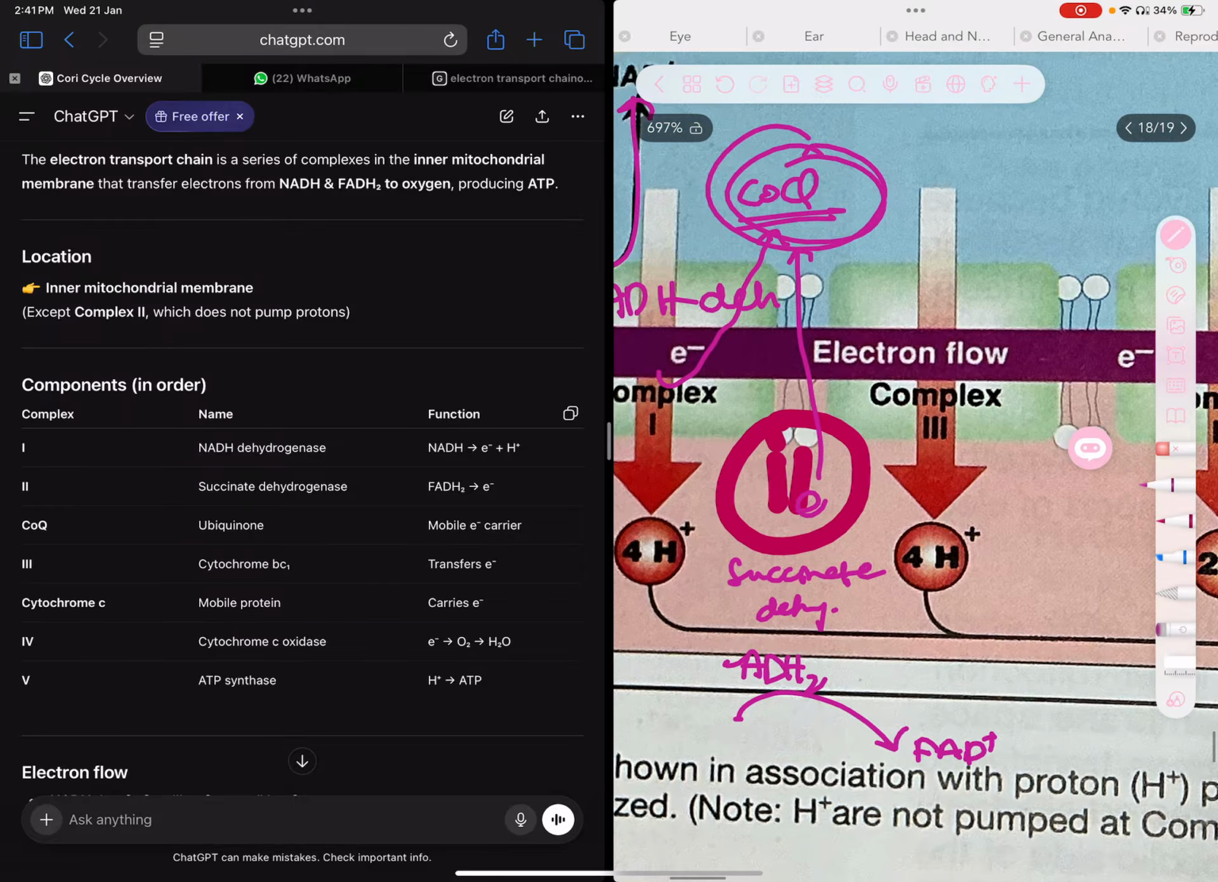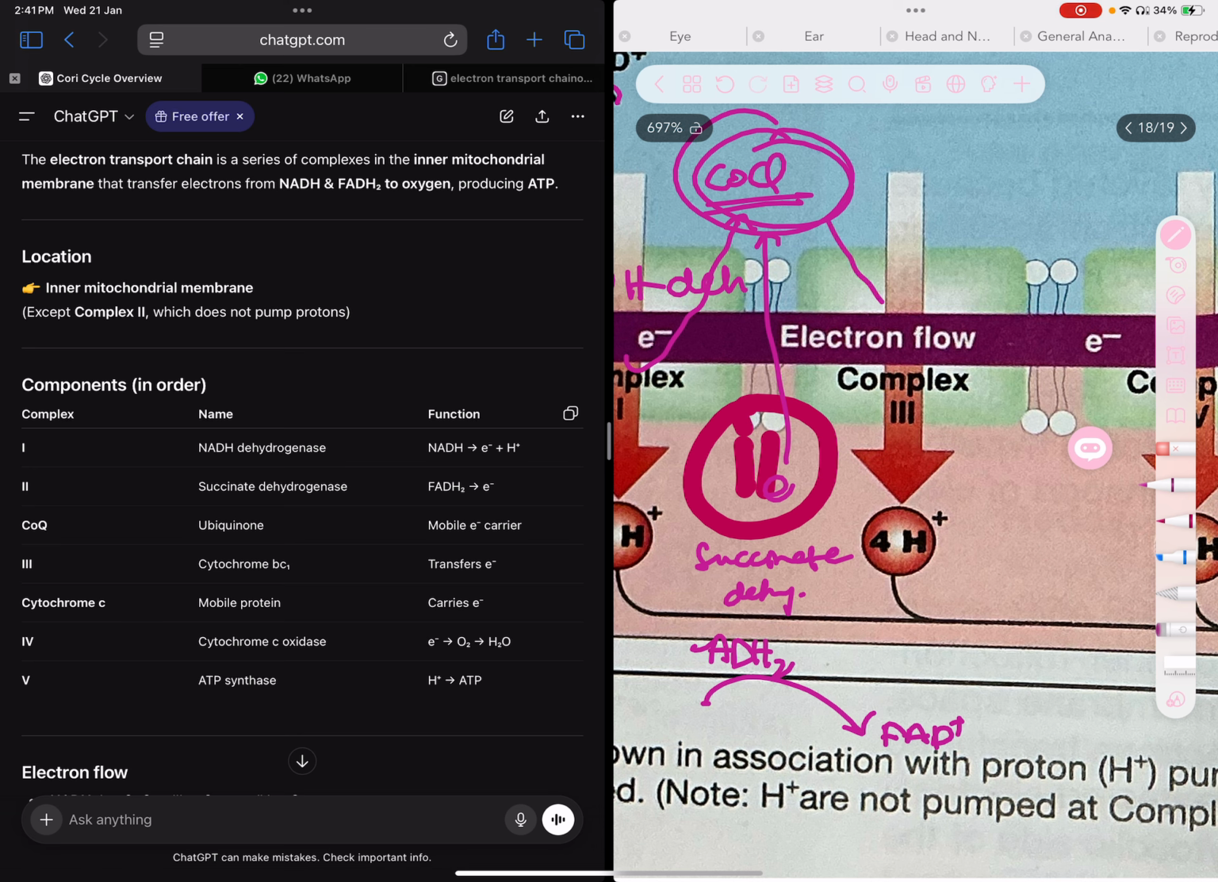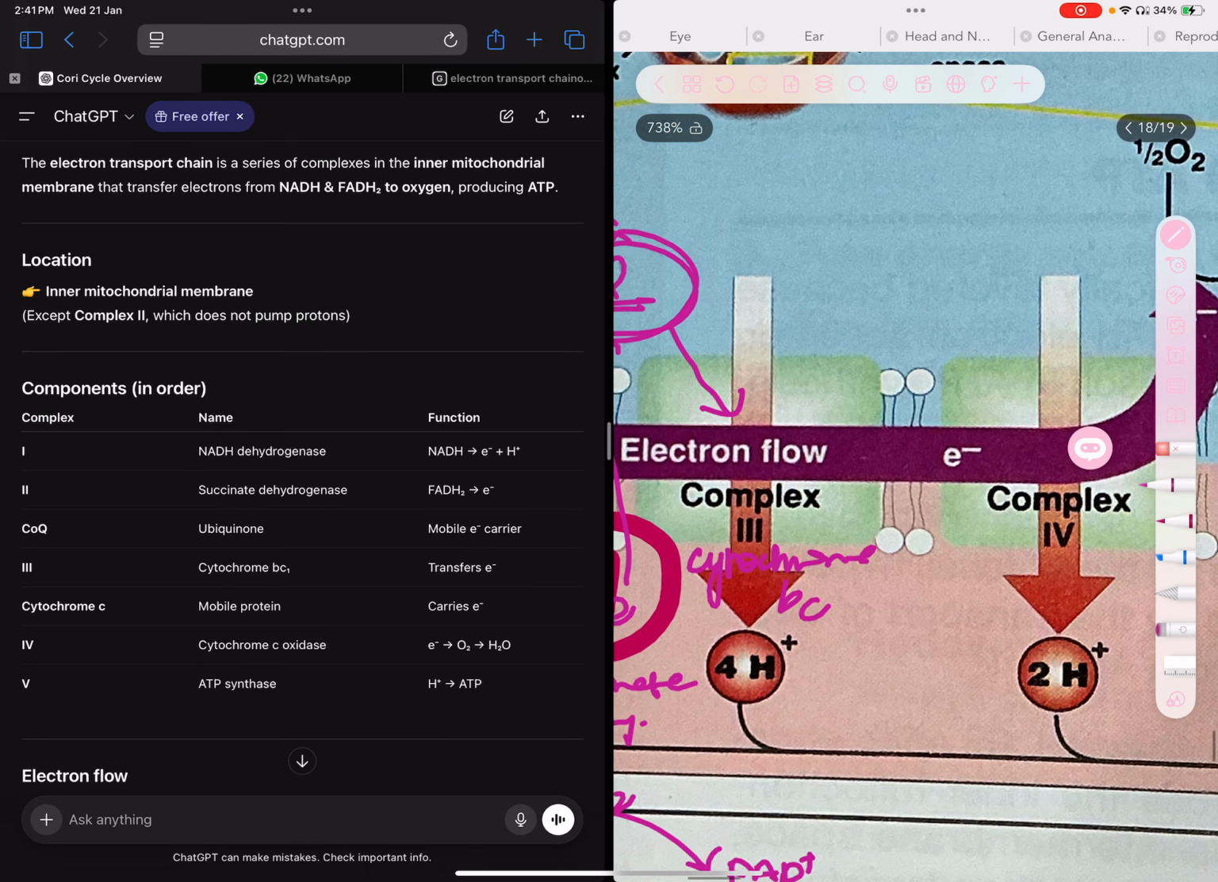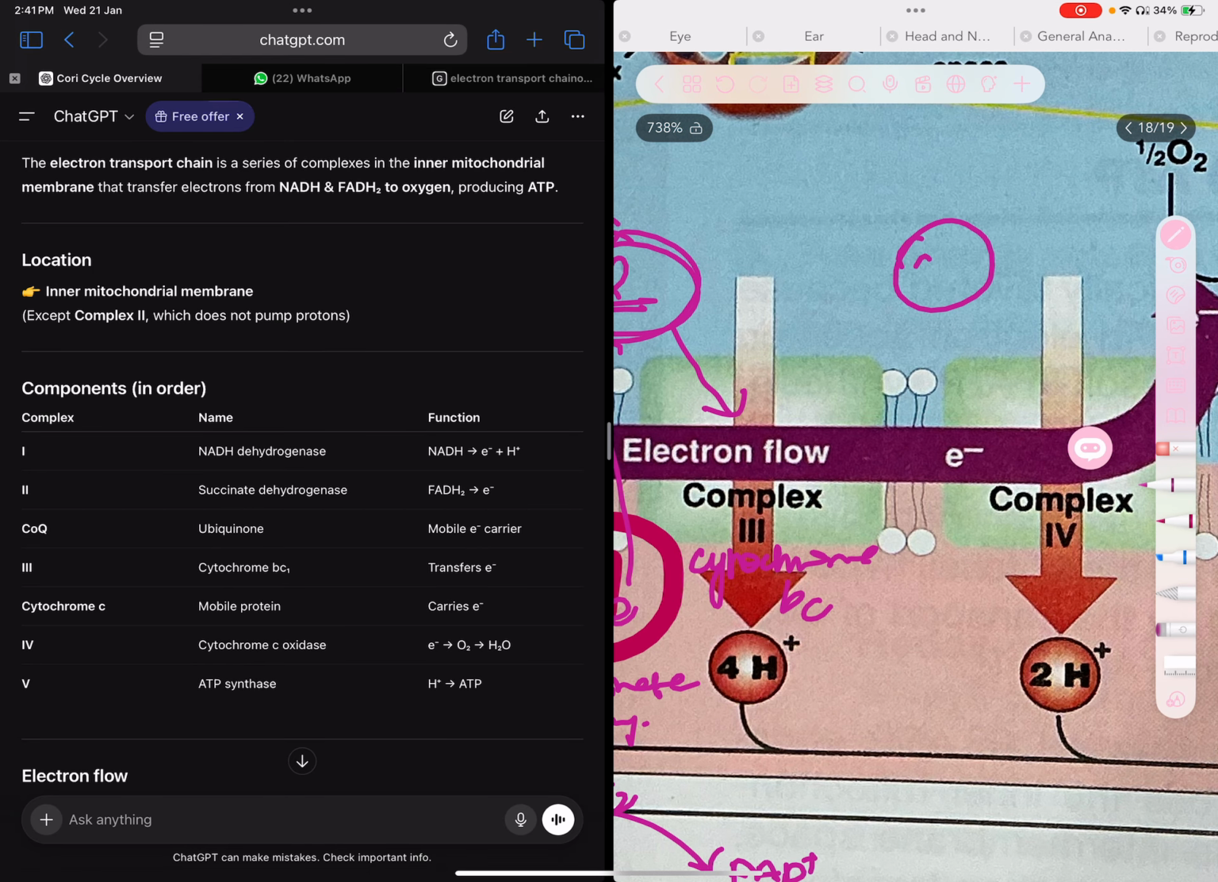Now moving forward, that electron is sent to complex 3. What do you think complex 3 is called? It's called cytochrome bc1. It's written right here. So cytochrome bc1 is the name for this. Then moving forward, you will have another very important mobile carrier, which is cytochrome c. Right here, it's a mobile carrier. The electrons from here are going to go to cytochrome c.